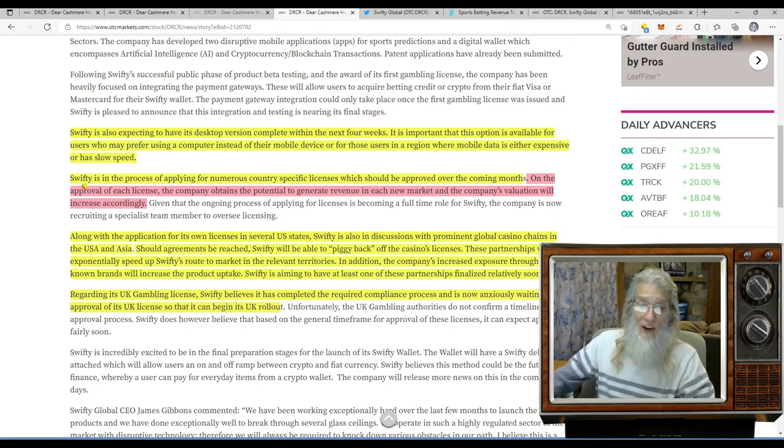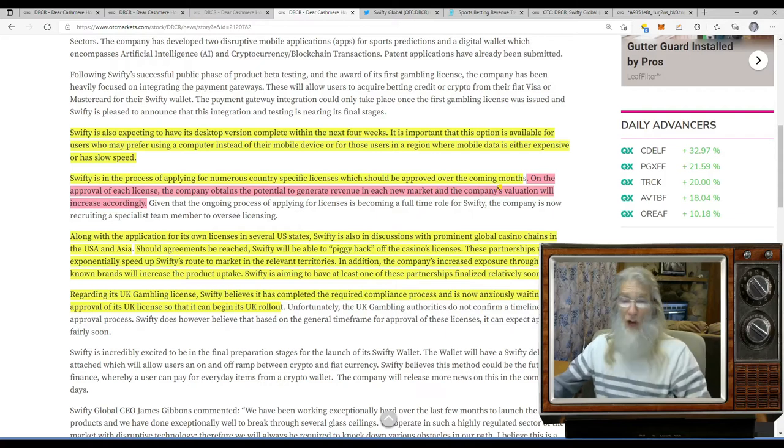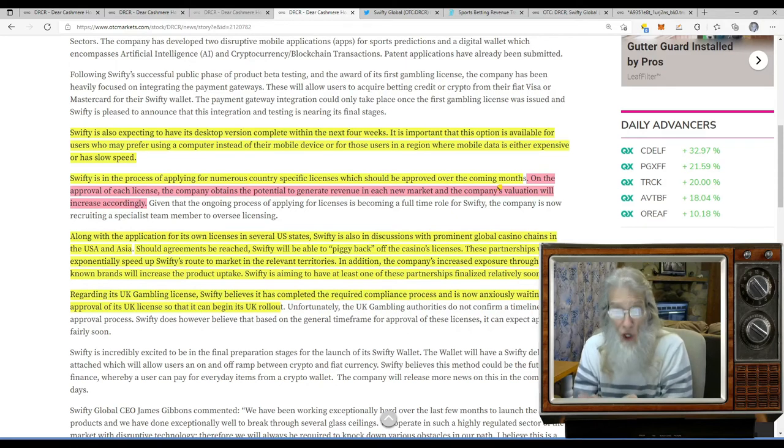They go on to tell us another one. Swifty is in the process of applying for numerous country-specific licenses, which should be approved over the coming months. So you've got one catalyst in 1 month. These are coming over the next coming months. Ooh, I like this. And of course, each one of these licenses, which is what I've got highlighted in red, are going to bring in the potential of more revenue.